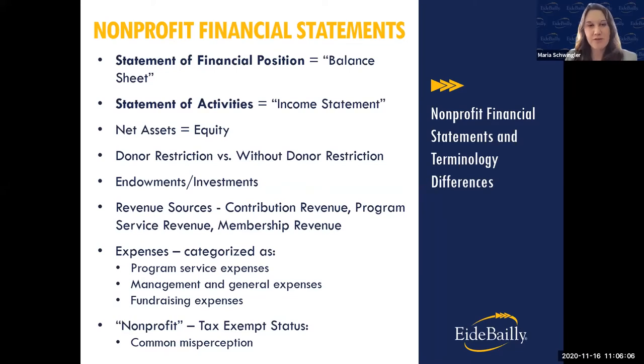When it comes to revenue sources, some of the most common revenue sources for nonprofits are contributions, program service fee revenue or fee for service revenue, and membership revenue.